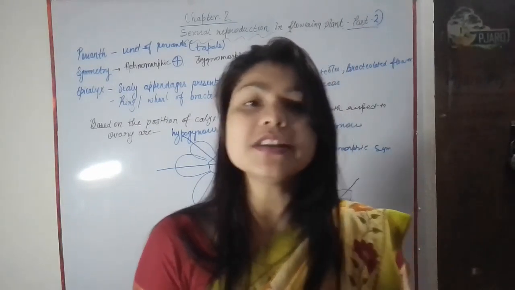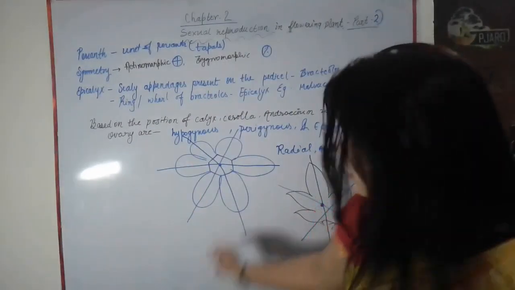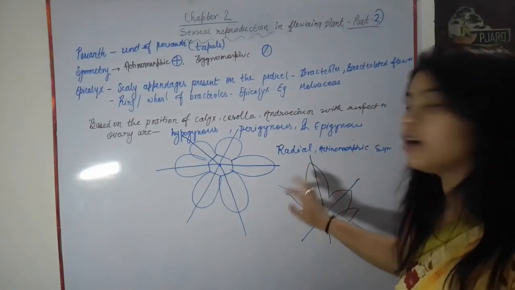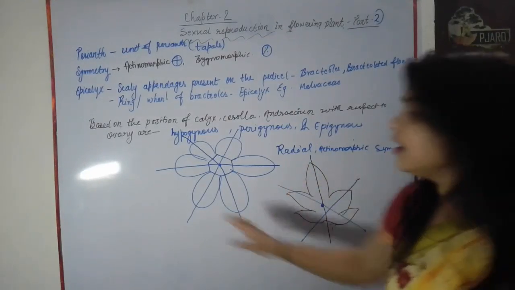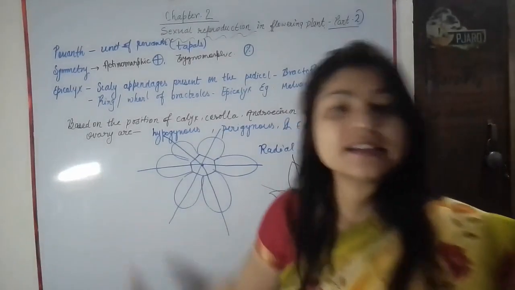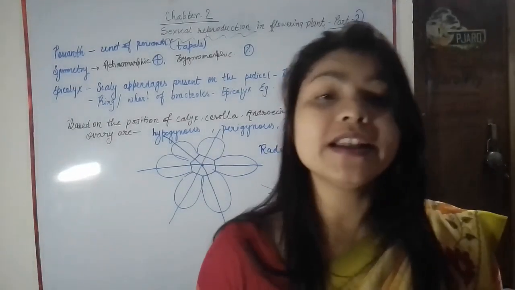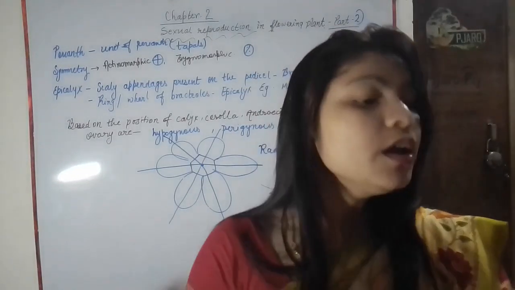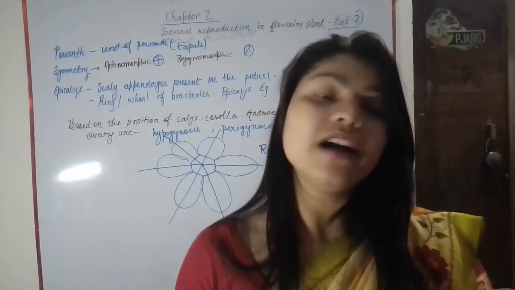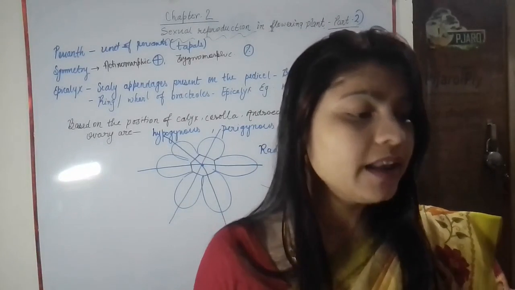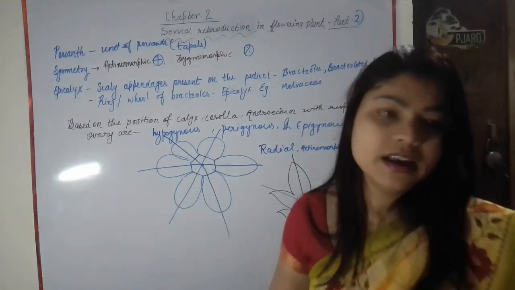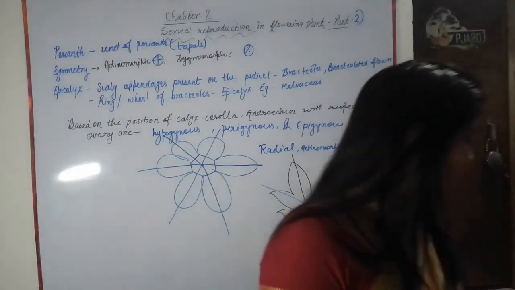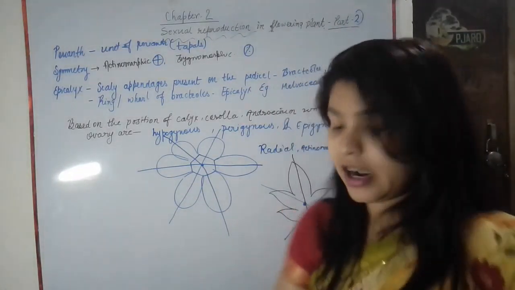Here you can see that by only one particular plane we can divide the flower into two equal halves. According to the definition, a flower is zygomorphic when it can be divided into two equal halves in only one plane. Actinomorphic is when a flower can be divided into two equal radial halves in any radial plane passing through the center. An example is mustard, dhatura and chili.